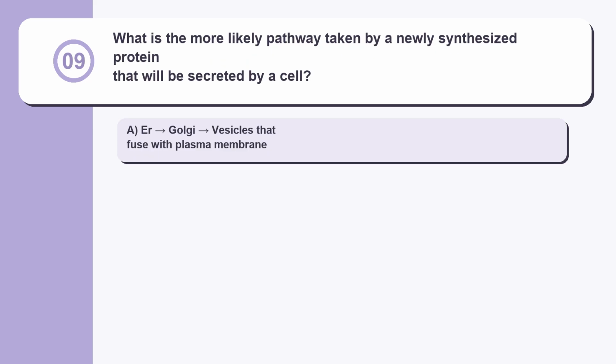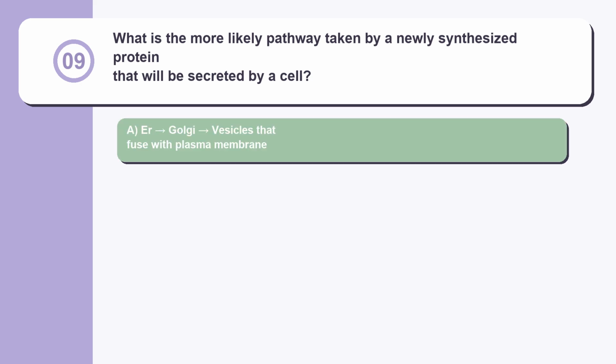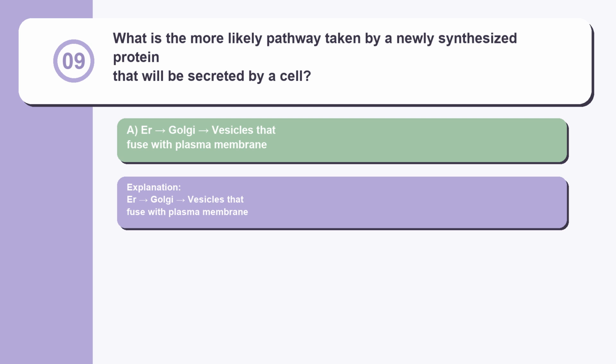Question 9. What is the more likely pathway taken by a newly synthesized protein that will be secreted by a cell? A, Golgi vesicles that fuse with the plasma membrane.